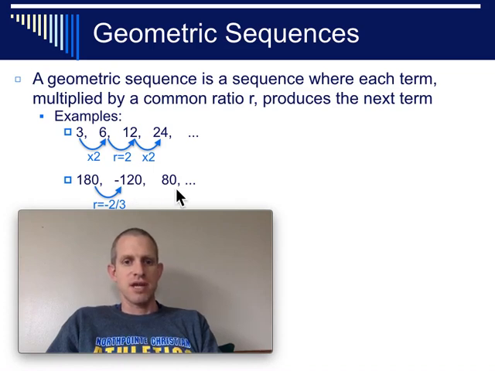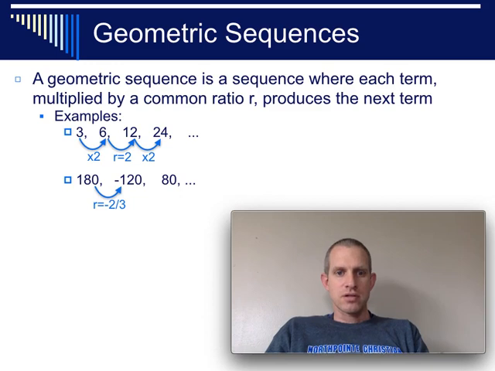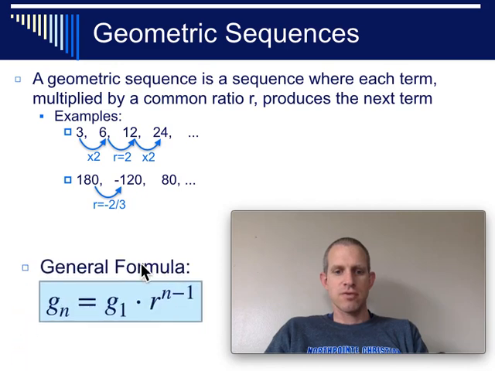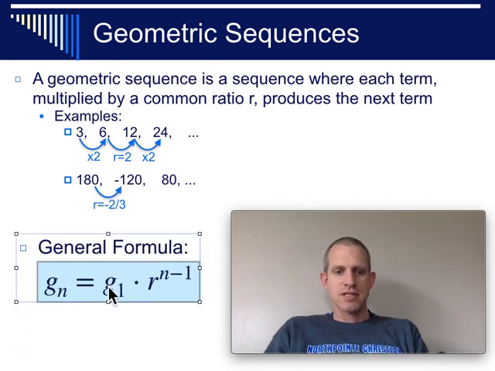a positive 80. I want you to notice that if you've got a positive number and then a negative number and a positive number and then a negative number, then that must mean you have a negative ratio in your geometric sequence.